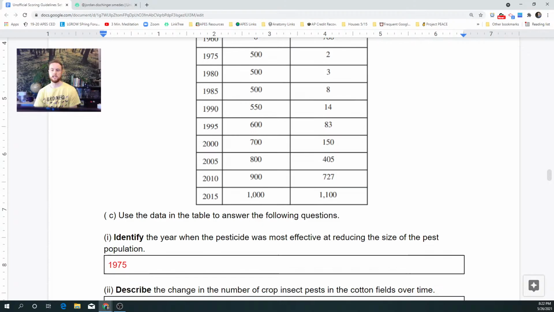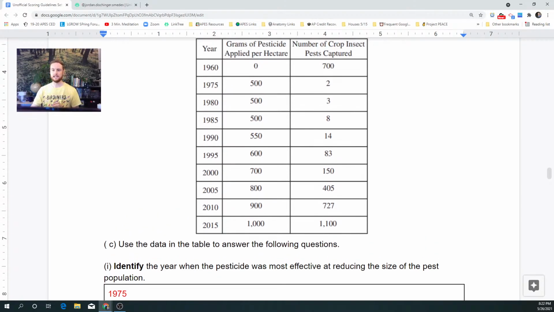Identify the year when the pesticides were most effective at reducing the size of the pest population. This is what I said about catching pests being an indicator of them being there. In 1975, we sprayed 500 grams per hectare and we caught only 2 pests, meaning there are basically no pests. They're dying. Pesticide Treadmill. Hyper Oats gets the first shout out for the night.